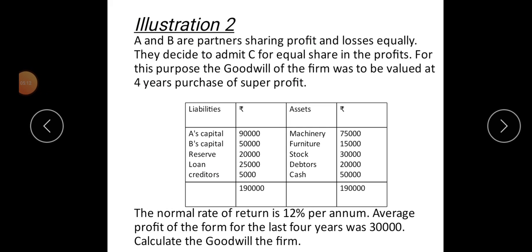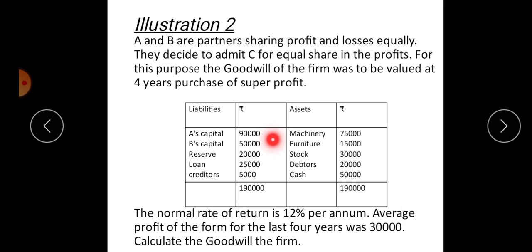Now we will take one more illustration. Here the balance sheet is given. There are two partners A and B, and their profit sharing ratio is equal. They have decided to admit C for equal share, so 1/3 share. The goodwill of the firm is valued at 4-year purchase of super profit. Now the balance sheet is mentioned. A's capital is 90,000, B's capital is 50,000, reserve is 20,000. The total of assets is 1,90,000. Normal rate of return is 12%, and average profit for the last 4 years is 30,000.